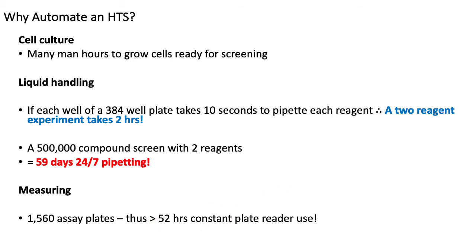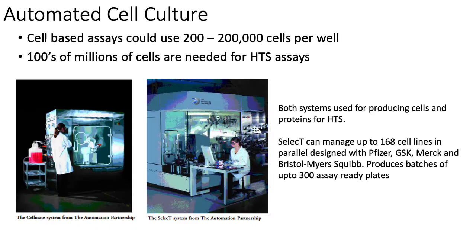plate reading use. Taking automated cell culture, cell-based assays can use between 200 and 200,000 cells per well. Here we can use hundreds of millions of cells, which are then needed for the high throughput screening.